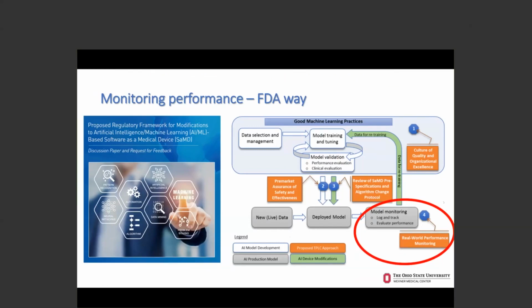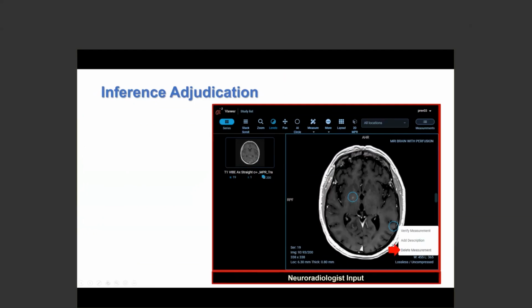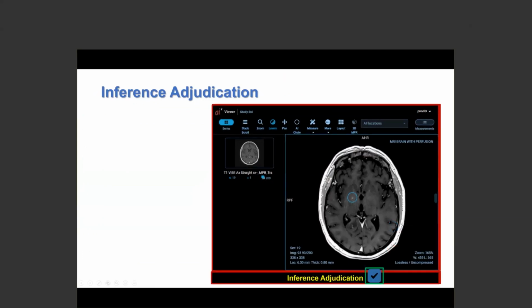From an AI deployment standpoint, we developed this tool that allows the neuroradiologist to review the AI-based annotation. So here's a metastatic disease. This one was a false positive, so we can right-click and delete that measurement. Once you do that, there's a feedback loop to the algorithm, an inference adjudication by the radiologist. So we're constantly teaching the algorithm to learn more about these cases, adding new cases and trying to make it more generalizable.